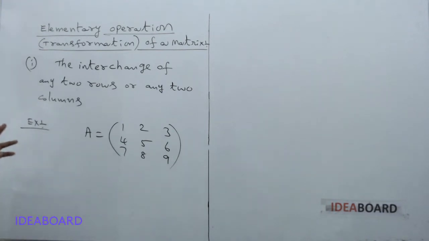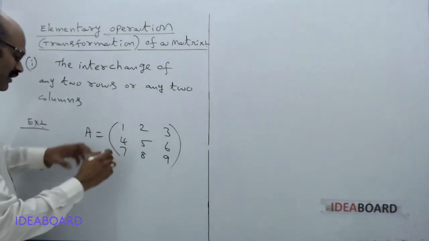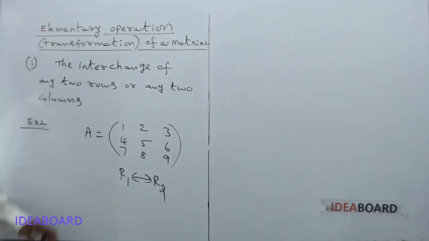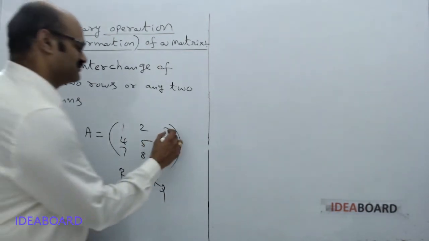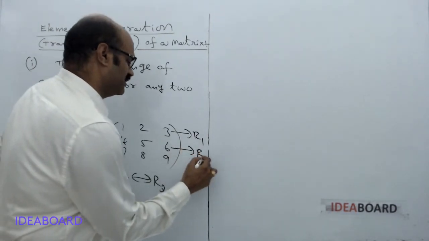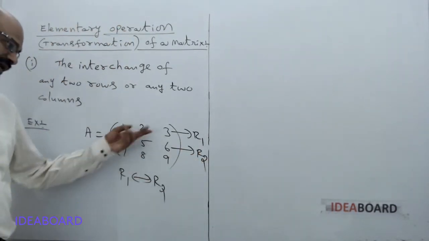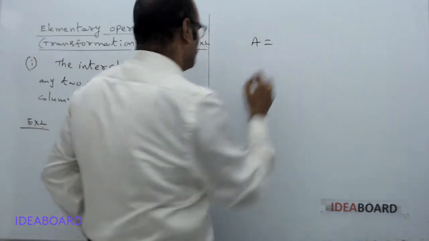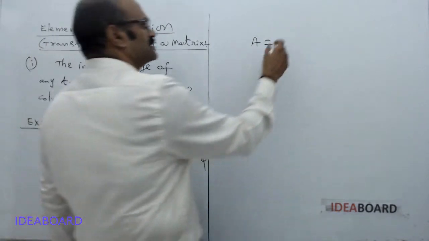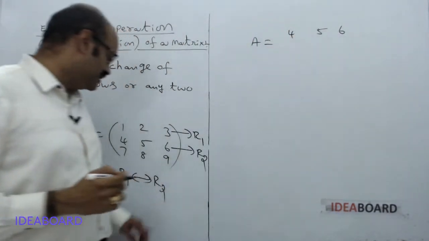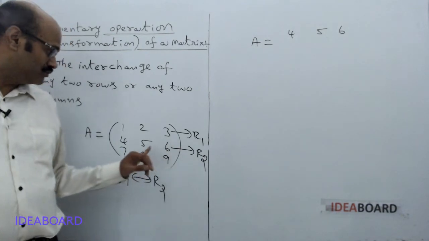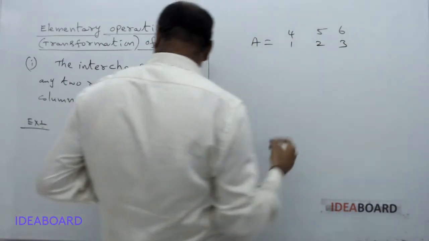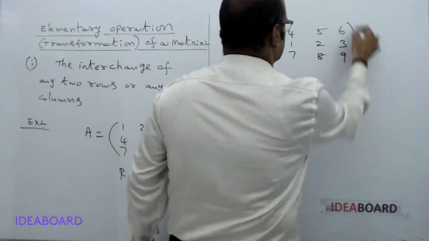Now, I would like to interchange R1 and R2. Here, row 1 is this one, row 2 is this one. Row 1 and row 2 are interchanged. Then the matrix becomes A equal to 4, 5, 6. In the place of R2, we should write R1 now. So 1, 2, 3, 7, 8, 9.